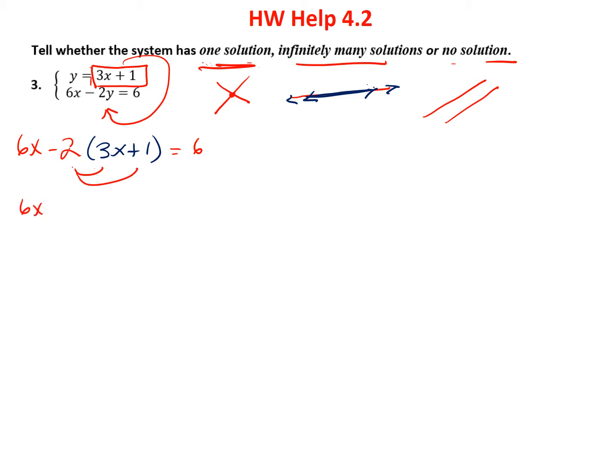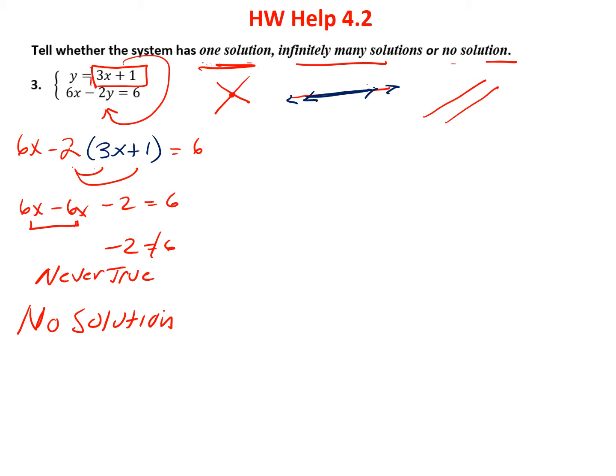All right, so let's distribute here. And we get 6x minus 6x, and then minus 2 equals 6. These two go to 0, 6x minus 6x, so I'm left with minus 2 equals 6. Well, that's never true. All right? Never true. So what can I say about how many solutions there are? There is no solution.